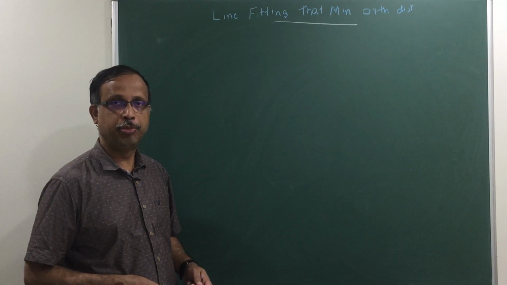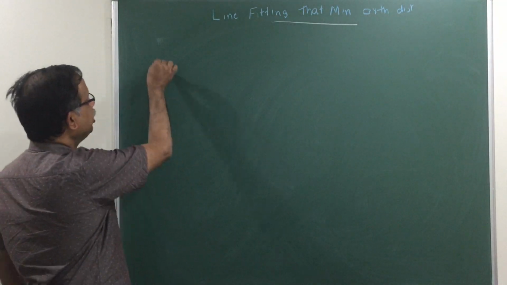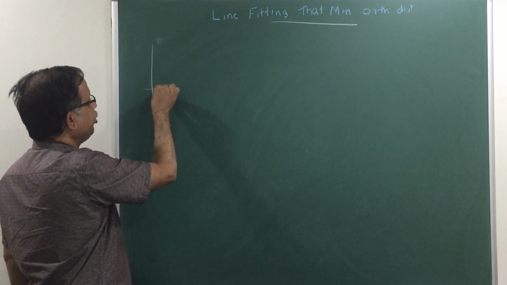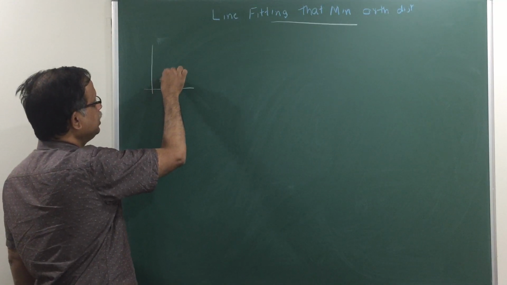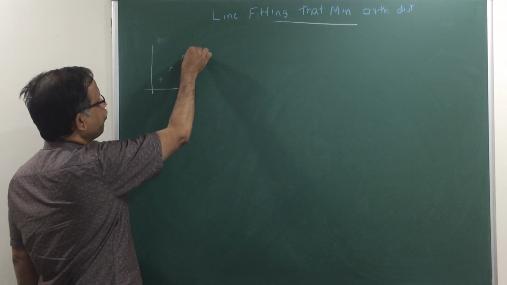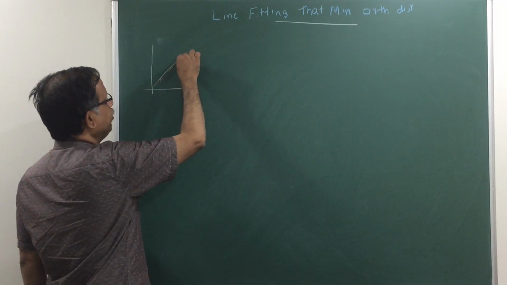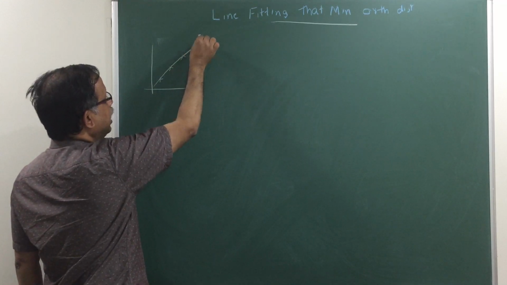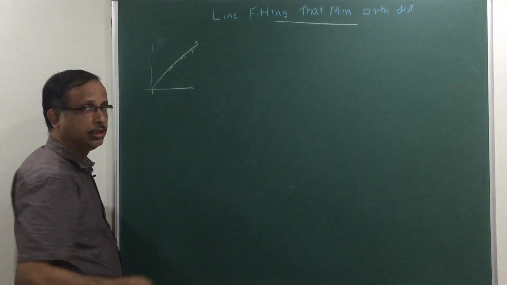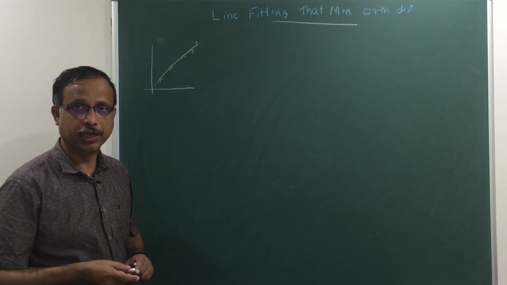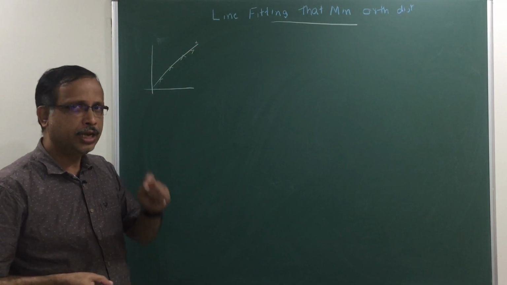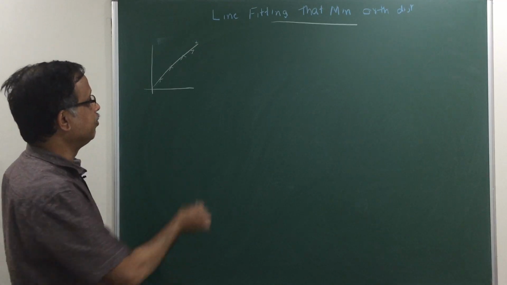We saw the simple problem of line fitting where we have a set of points and we want to find the equation of a line that minimizes the sum of squares error. Let us look at this problem a little bit more carefully.